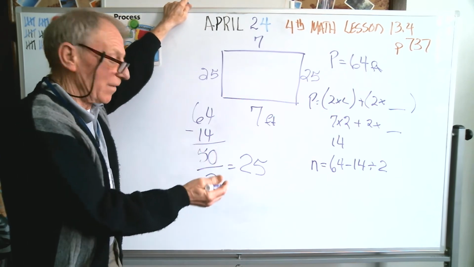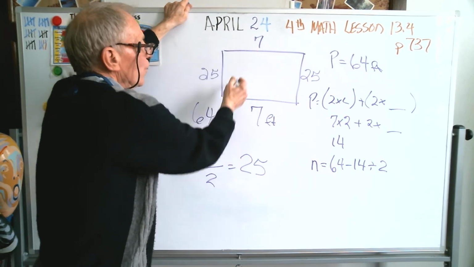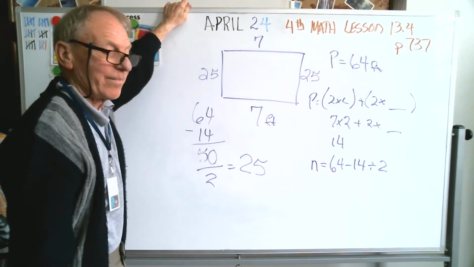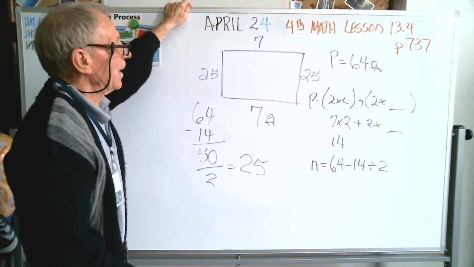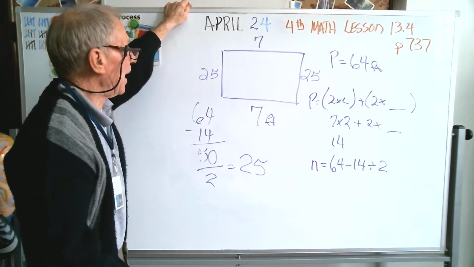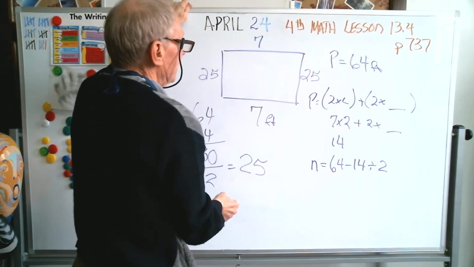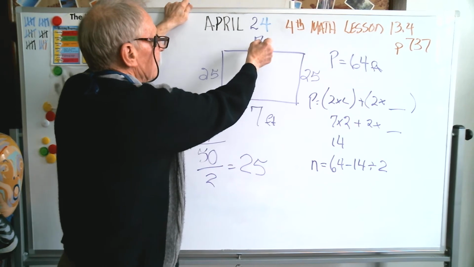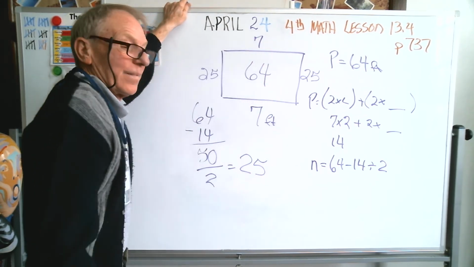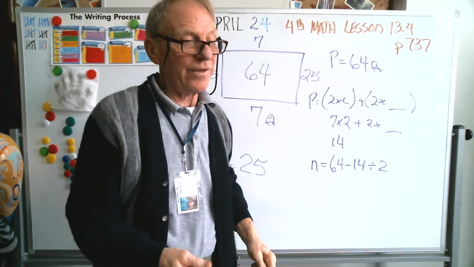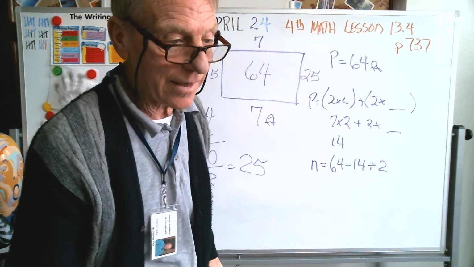You took the 50, divided it by 2. The balance between what you knew and what was given. And there you have it. And you can test it by adding them together. 25 and 25 is 50. Plus 7 is 57. Plus 7 is 64. So 64 square feet is checked, and that is correct.